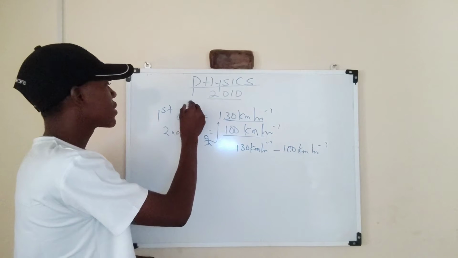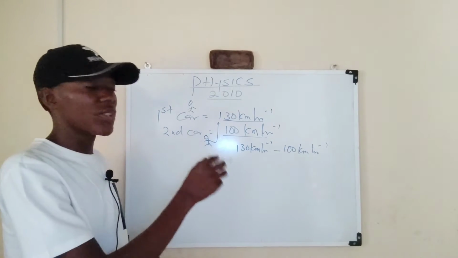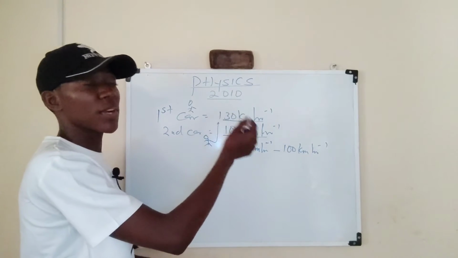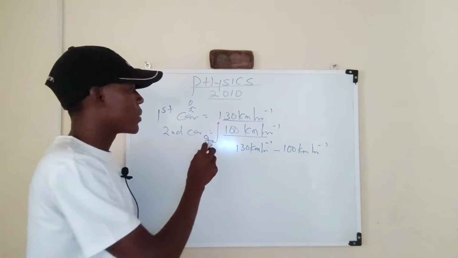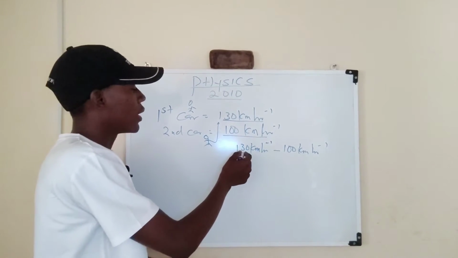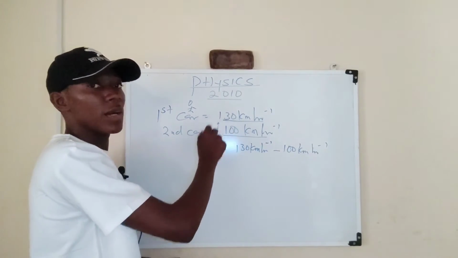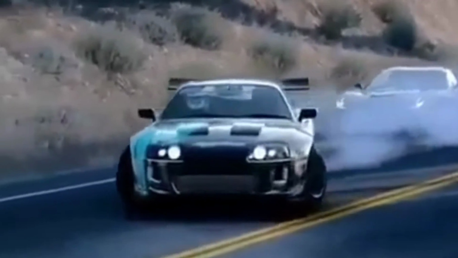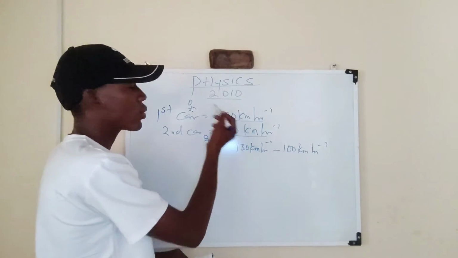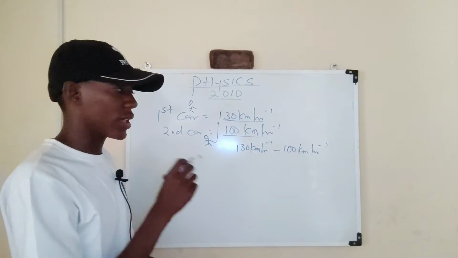Now the observers in this first car are going to see themselves moving 30 kilometers per hour faster than this one, and the observers in this car are going to observe this car moving 30 kilometers per hour more than theirs, because they're already taking 100 out of the 130 this particular car is covering.